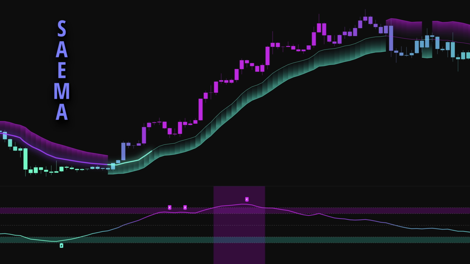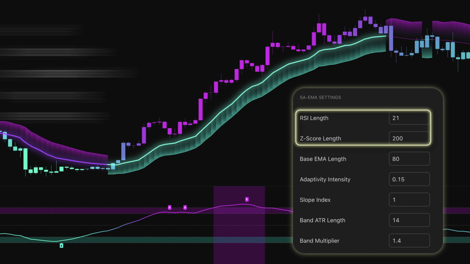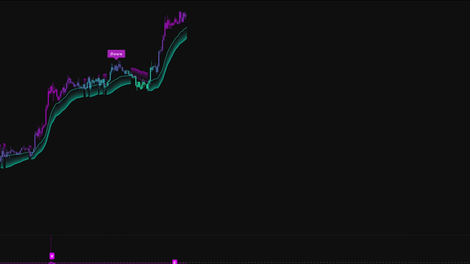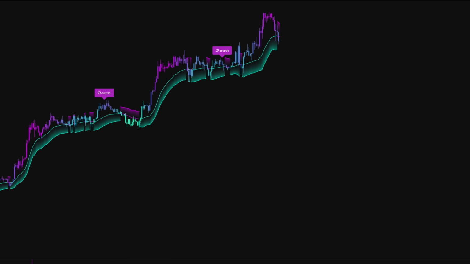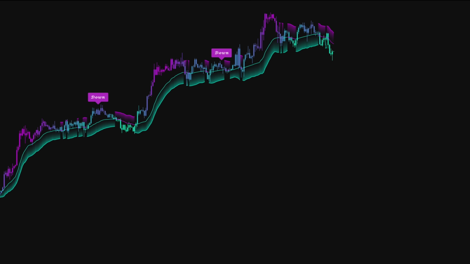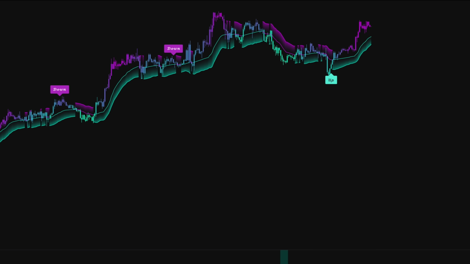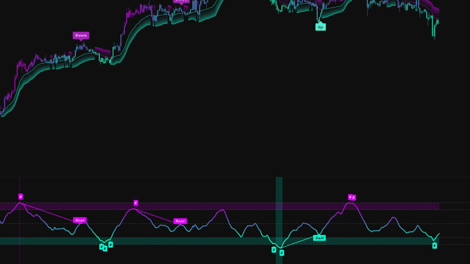The indicator includes an SAEMA overlay system, a self-adaptive exponential moving average that adjusts its smoothing factor based on RSI Z-score intensity. During high-conviction moves, the EMA becomes more responsive. ATR-based bands surround this average, with visibility toggled based on trend direction to reduce chart clutter. Bar coloring options allow traders to maintain visual context of the current bias without constantly checking the oscillator panel.